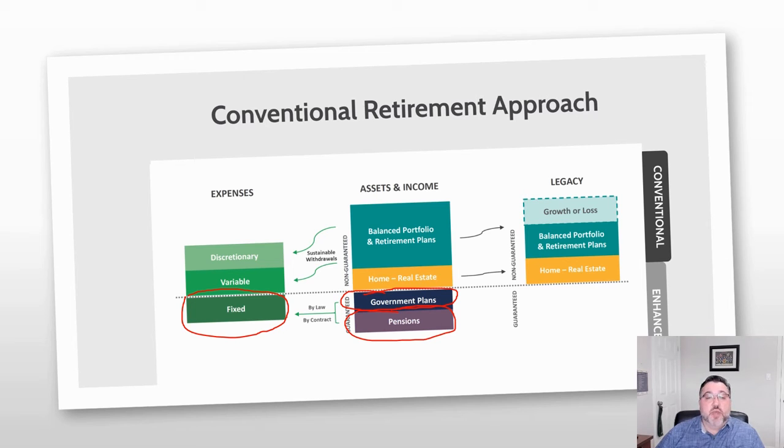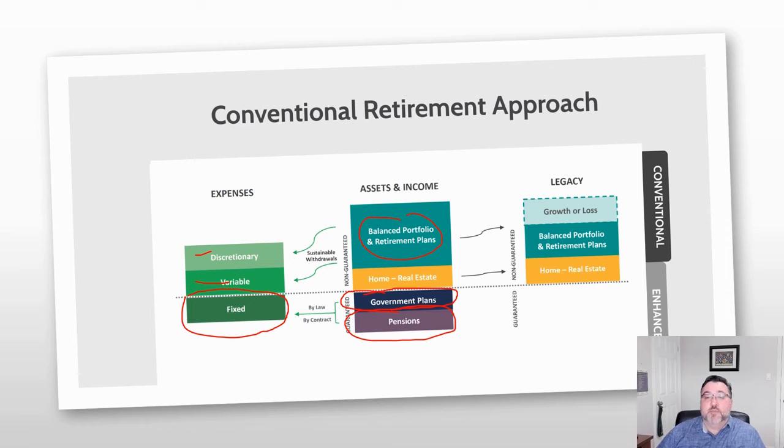And then what happens is we have our variables and our discretionary, and typically those expenses are funded from your home. So some people might just liquidate their home and rent or downsize, and also from your balanced portfolio and your retirement plans.